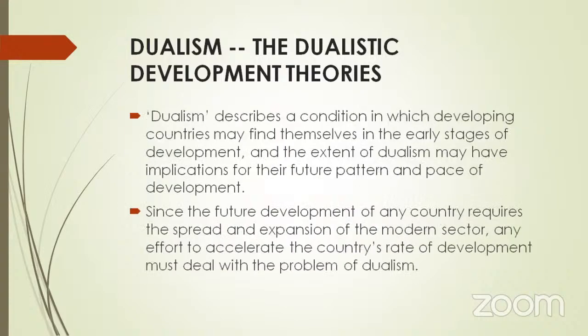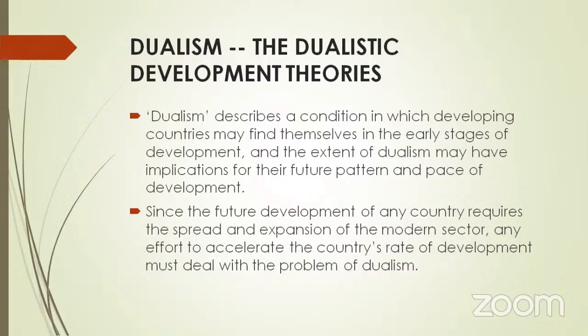Condition in which developing countries may find themselves in early stages of development. And more often than not, as I said, because these scholars or economists or thinkers were Western based, they kind of looked at how their country evolved, and they were making deductions out of that. The extent of dualism may have implication for future patterns and pace of development. So they kind of propounded that all countries take the same path of development.